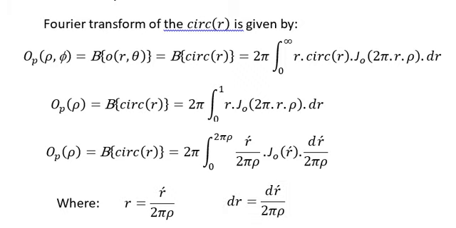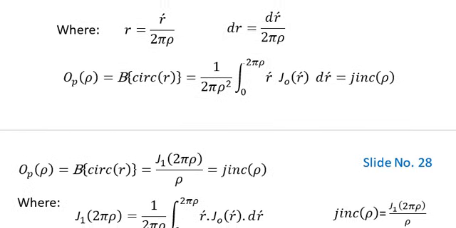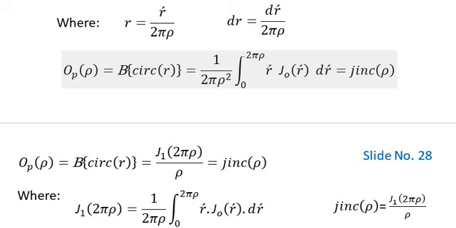Okay, now let's go one step ahead. You see that this is a Fourier transform as a function of rho. So we have shown the Bessel function of a circular circ function in modified variables, and you can see that it is equal to 1 over 2 pi rho squared multiplied by the integral from 0 to 2 pi rho. The integrand is r prime, J naught of r prime, and dr prime. And this integral has been defined as jinc of rho.